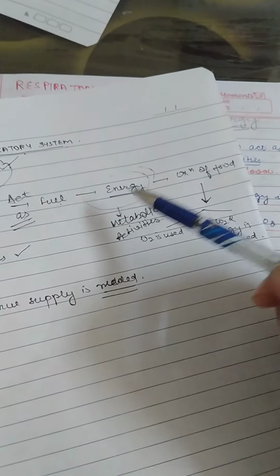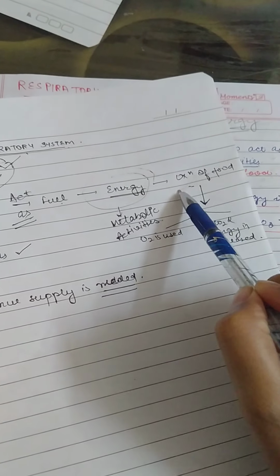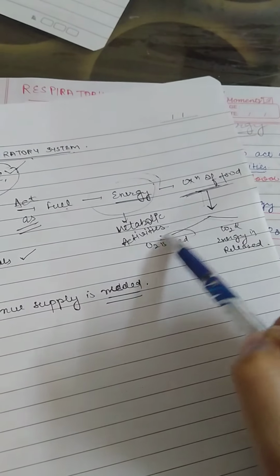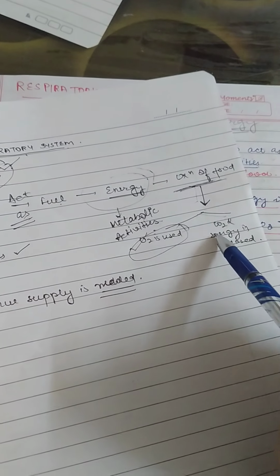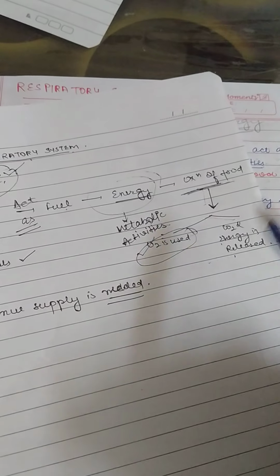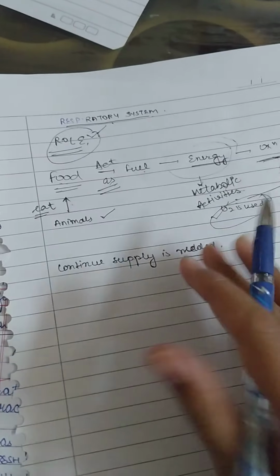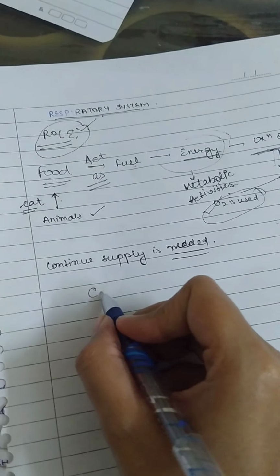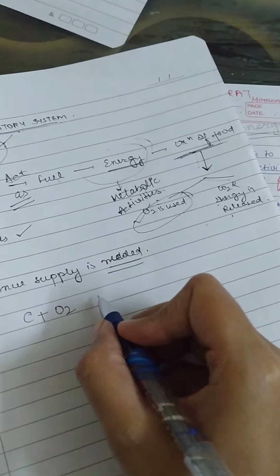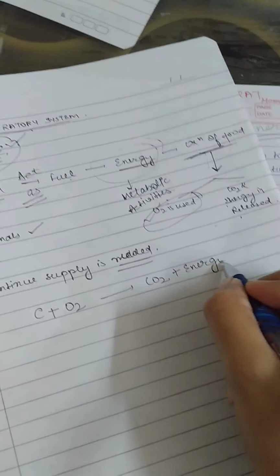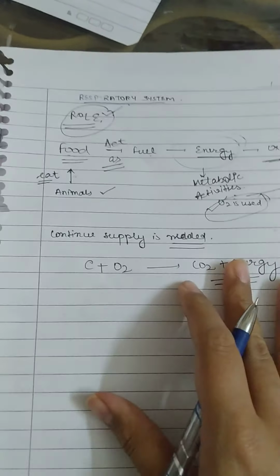Now, how is the energy released? Energy is released by the oxidation of food. In the oxidation of food, oxygen is used and carbon dioxide as well as energy is released. We can say it is a similar process to the burning of coal in presence of oxygen, in which carbon dioxide plus energy is released.